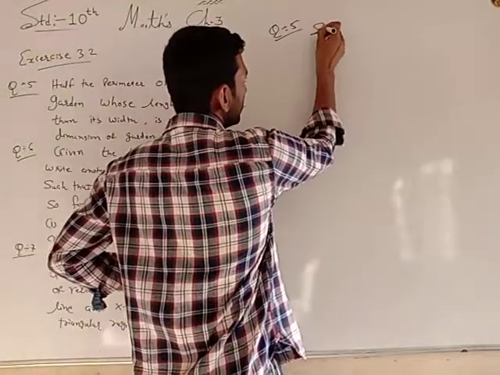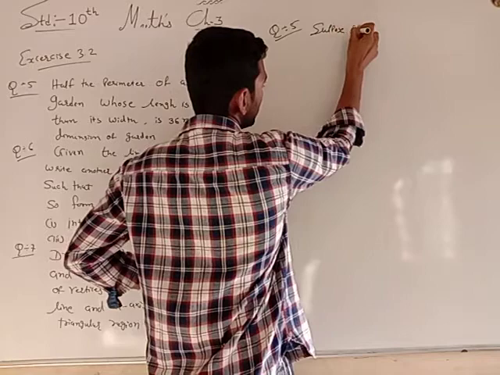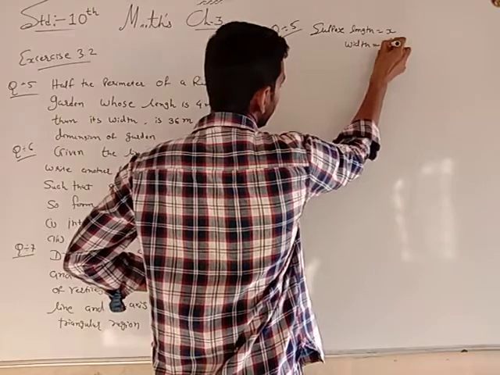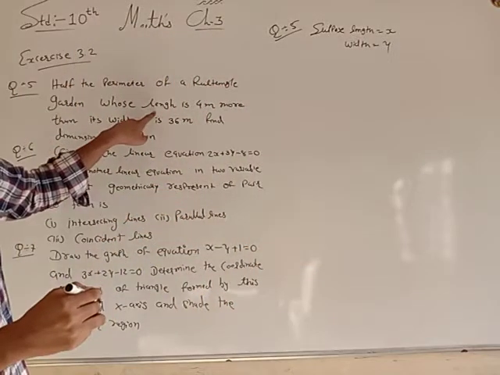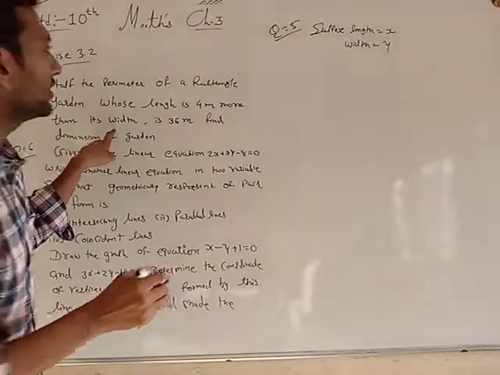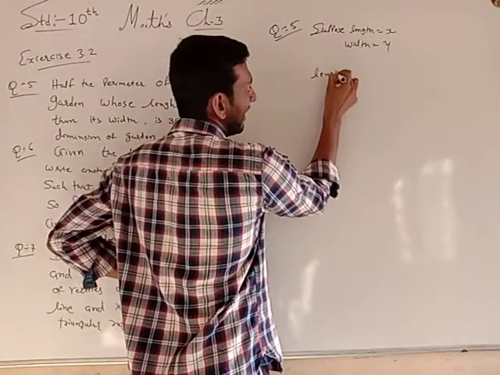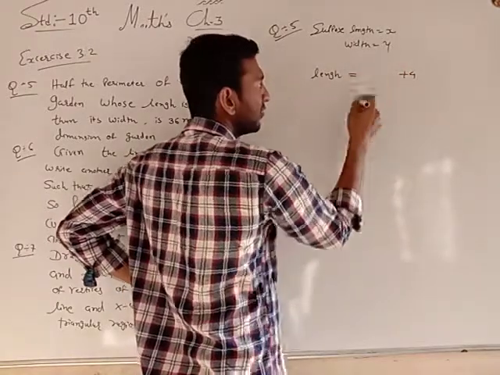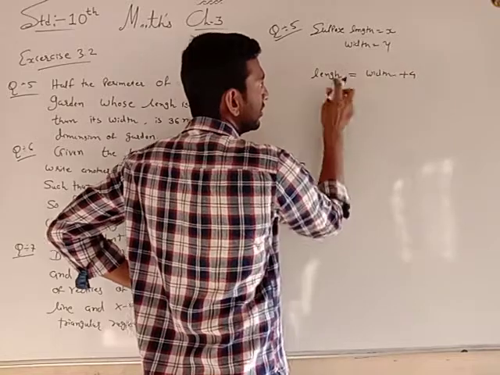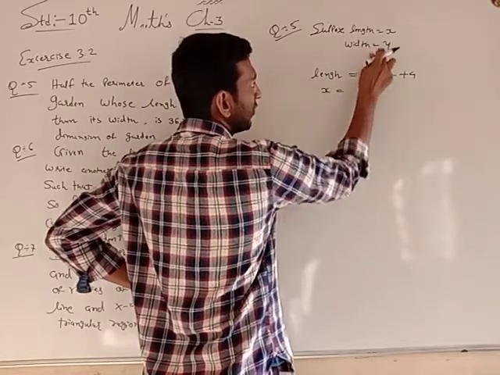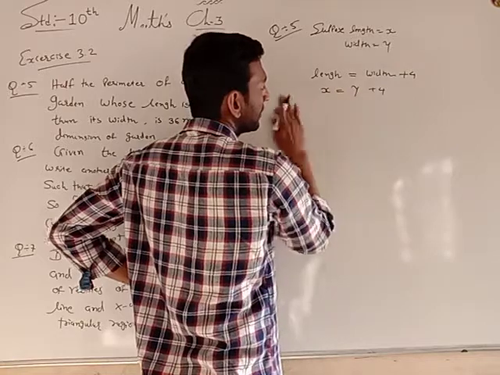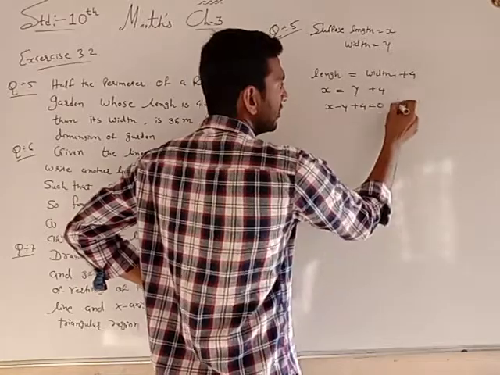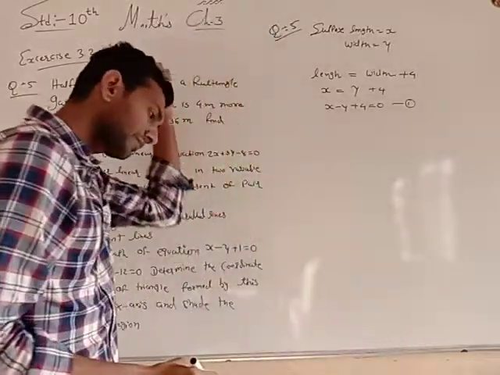So suppose length is x and width is y. So length is 4 more than its width. So length is equal to 4 more, means plus 4, than width. So your length is x, your width is y plus 4. So x minus y plus 4 is equal to 0. This is equation number 1.